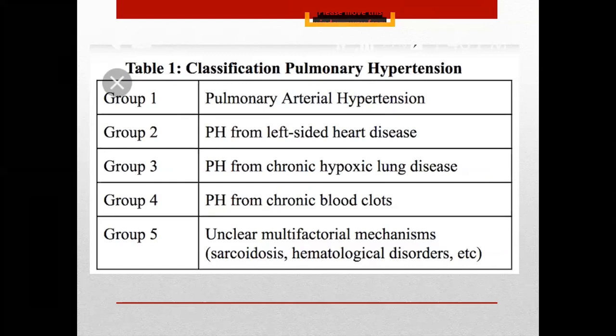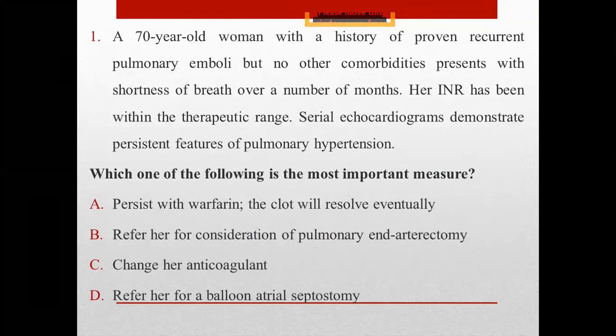Okay. So to the second question. A 70-year-old woman with a history of proven recurrent pulmonary emboli, but no other comorbidities, presents with shortness of breath over a number of months. Her INR has been within the therapeutic range. Serial echocardiograms demonstrated persistent features of pulmonary hypertension.